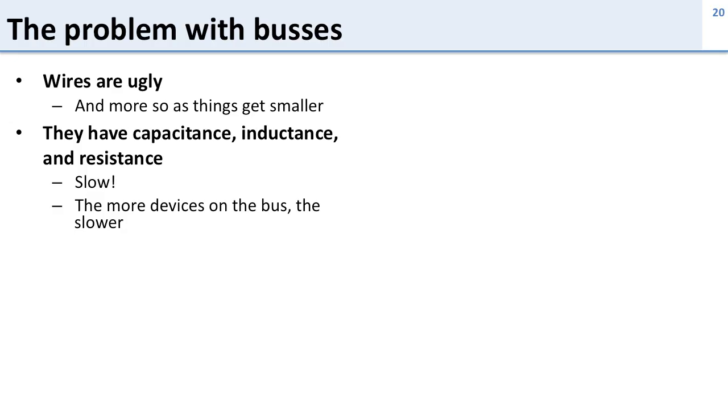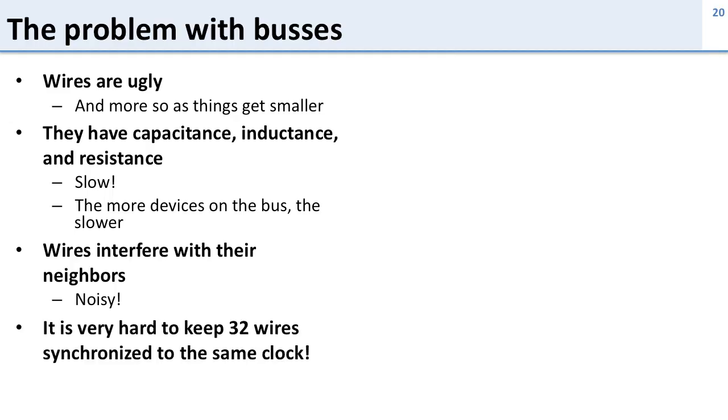And particularly with buses, if we have multiple things on the bus, each one of those things on the bus adds more capacitance, more inductance, and more resistance, and slows down the wires. Wires also interfere with their neighbors. If I have a wire next to me that has a 1 on it and I have a 0 on it, that 1 is going to try and pull on my 0 when it changes. So you get noise from your neighbors.